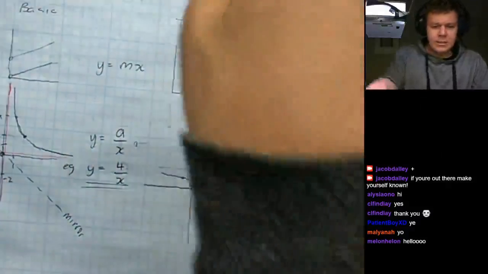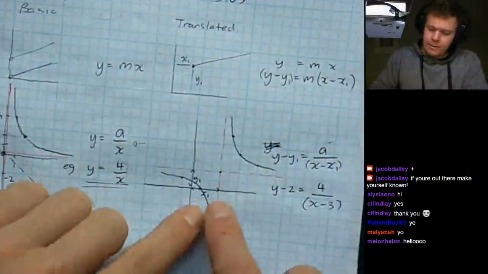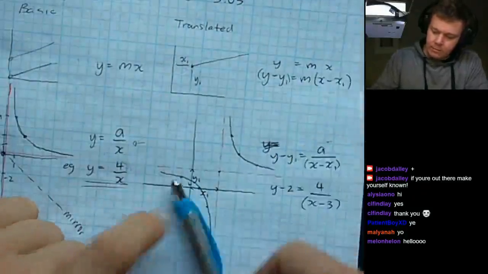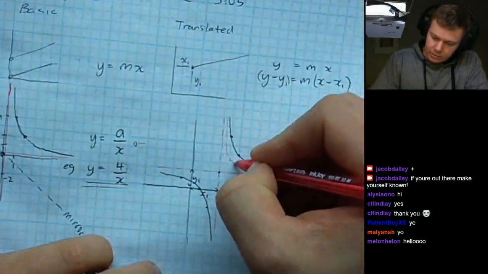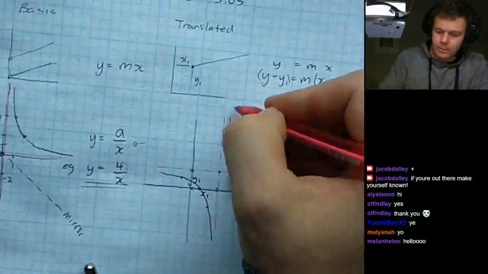I did that in Desmos. The a is basically your shape factor, and that determines how close your hyperbola comes in or out. So it might be more like that.